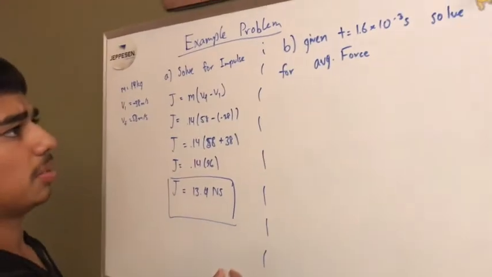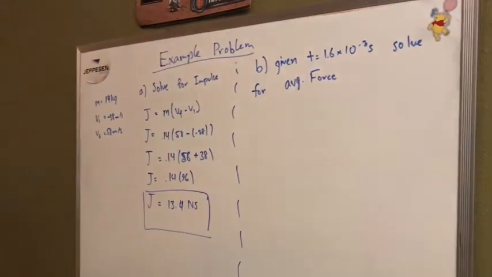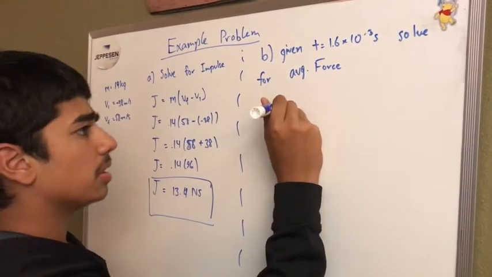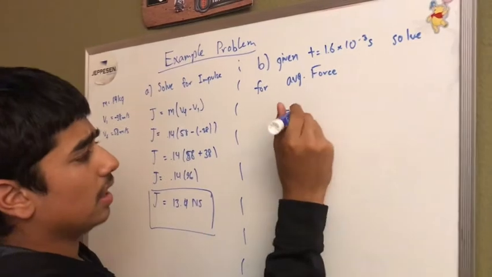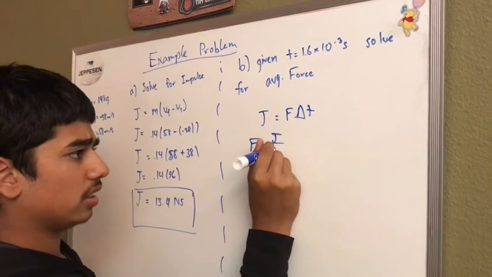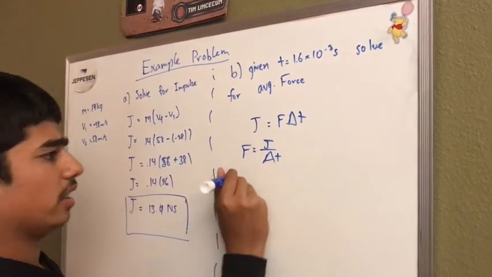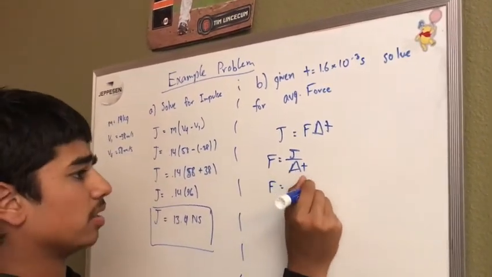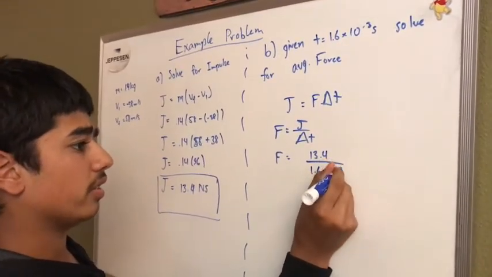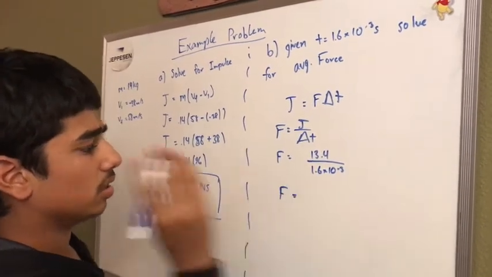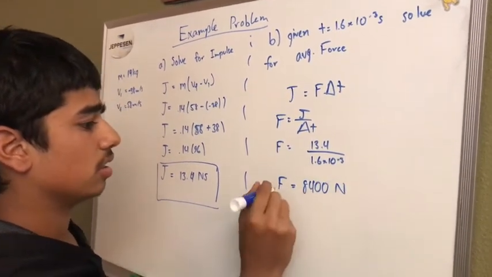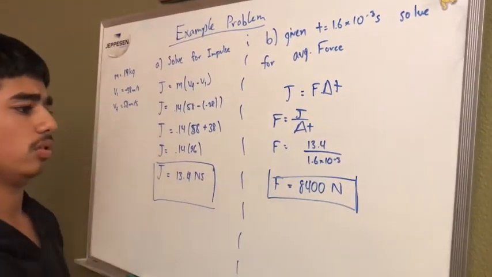Alright, now let's go on to part B. Part B is that we're given a time of 1.6 times 10 raised to negative 3 seconds, and we have to solve for the average force. So here we're going to use our equation that J is equal to F delta t. So F is equal to J over delta t. That means F is going to be equal to what we have in our previous question, 13.4, over the time 1.6 times 10 raised to negative 3. So F is going to be equal to around 8,400 newtons. Newtons being the unit of measurement for force.